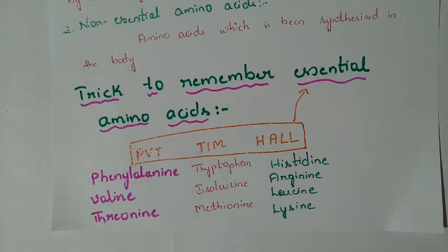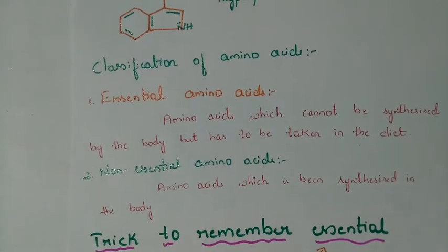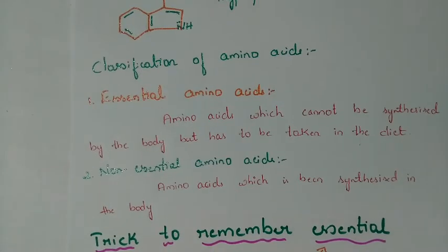We have discussed one classification, that is essential amino acids and non-essential amino acids, which has been given in our NCERT textbook. One more method of classification is neutral amino acids, acidic amino acids and basic amino acids. That also we are going to discuss now. Classification of amino acids.